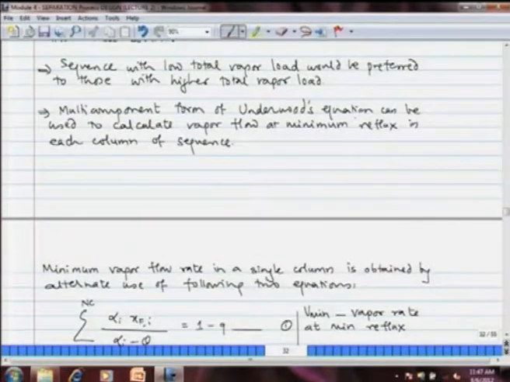Now, how do we determine the vapor flow rate inside a column? We can use the multi-component form of Underwood's equation. These equations I am sure you have dealt with in the course of mass transfer, and so we take these equations directly. We do not go into the derivation of these equations, but you can find them in very common textbooks like Perry's Handbook or a book by Treybal, these Underwood's equations.